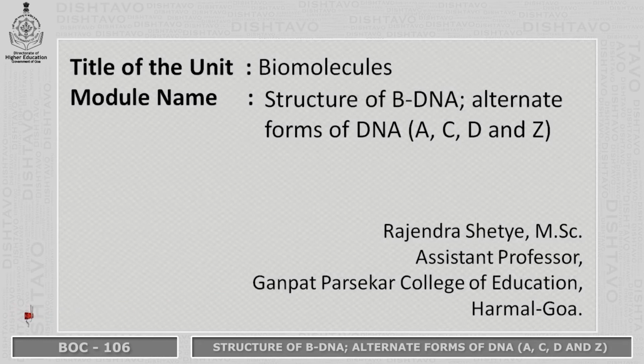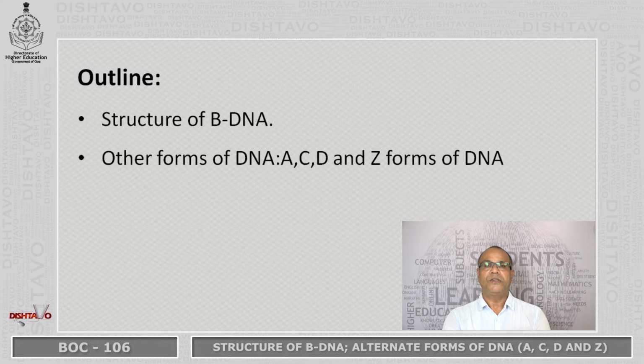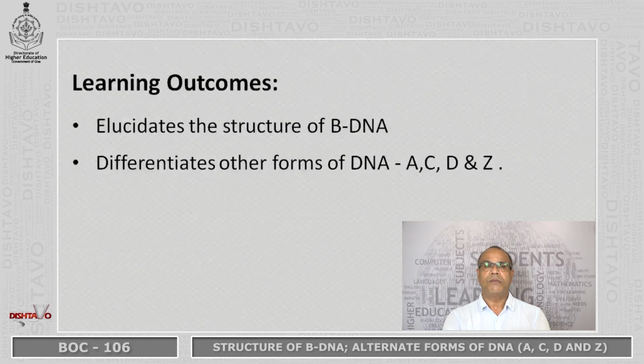Title of the unit: Biomolecules. Module name: Structure of B-DNA, alternate forms of DNA, that is A, C, D and Z. Outline: structure of B-DNA, other forms of DNA, that is A, C, D and Z forms of DNA. Learning outcomes: elucidates the structure of B-DNA, differentiates other forms of DNA, that is A, C, D and Z.